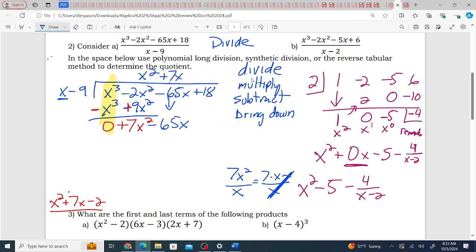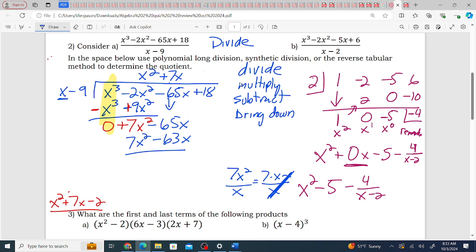Now I'm going to do the multiply step. I've got 7x times x. Well, if I've got x times x, that's x to the second power. You can also think about this as a 1x. So 1 times 7 is 7. X times x is x to the second power. And now I need to do the second one. I've got 7x times a negative 9. What's that? Negative 63x, because 7x times a negative 9 is negative 63.